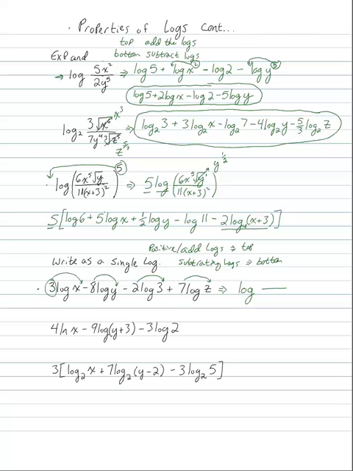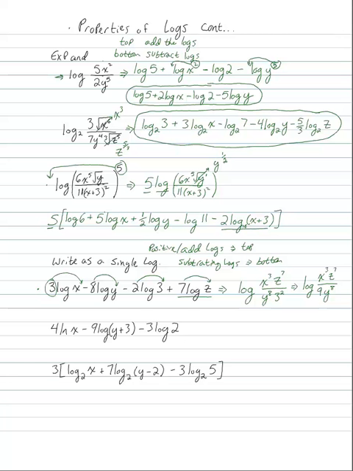So my 3 log x is positive. So x to the 3 goes on top. My 7 log z is positive. So my z to 7 goes on top. My minus 8 log y is subtracting. So my y to the 8 goes on bottom, and my minus 2 log 3 is subtracting, so my 3 squared goes on bottom. This is basically it. I would want you to simplify a little bit, really make that 3 squared a 9, and that's about all you can do.